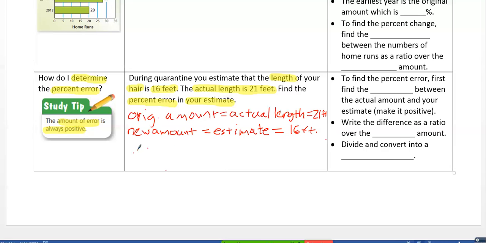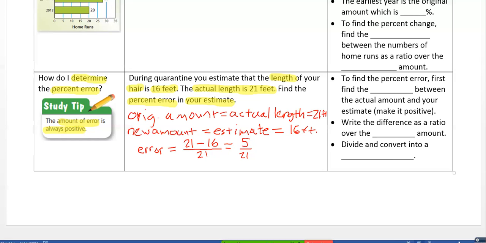Okay, everything else is the same. So now if we're going to find the amount of error, it's going to be equal to the same thing as before. We find the difference, and because it's always positive, you could just do the bigger number minus the smaller number. I know we were doing 16 minus 21 before, but we're just going to do 21 minus 16. And we're going to put that as a ratio over the original amount, which now is the actual length, 21. So you always put the real length down in the denominator, not your estimate. Then you get 21 minus 16 is 5 over 21.